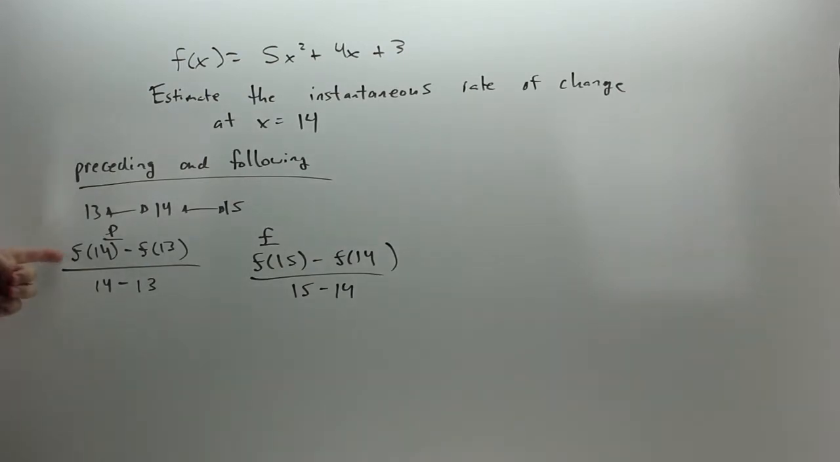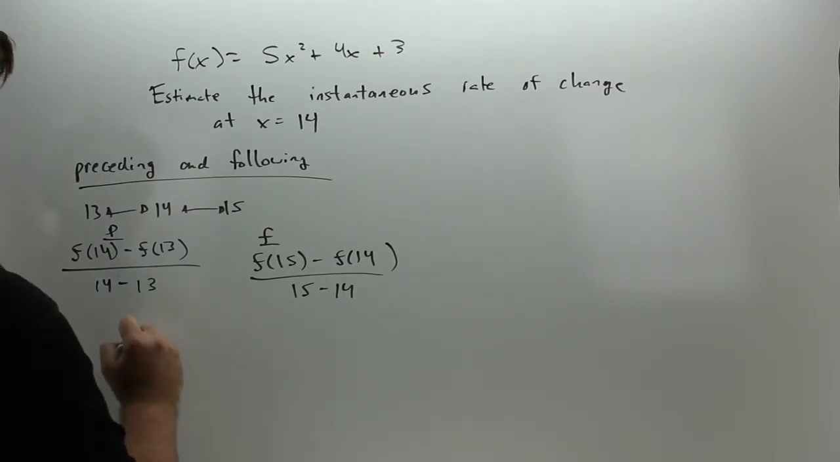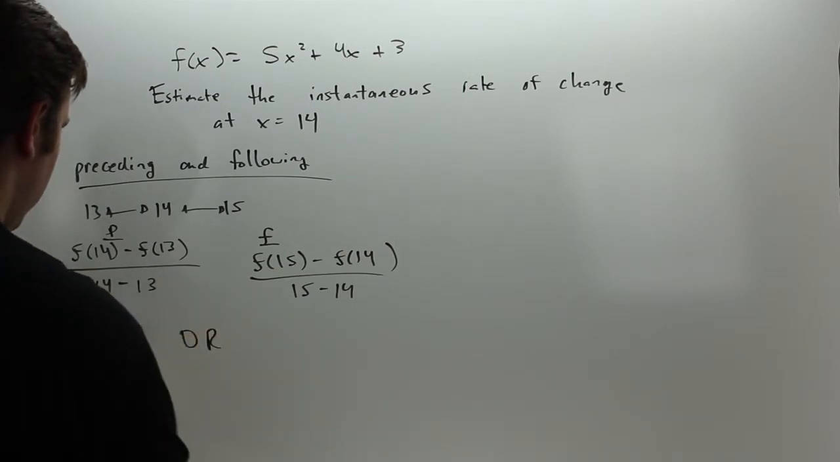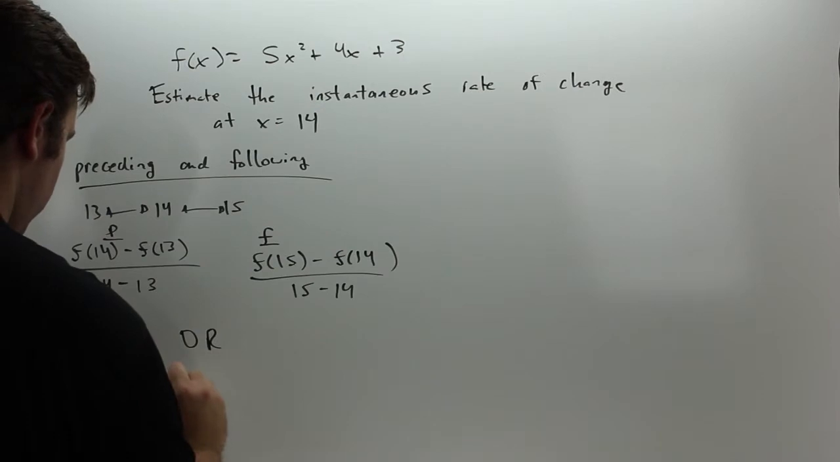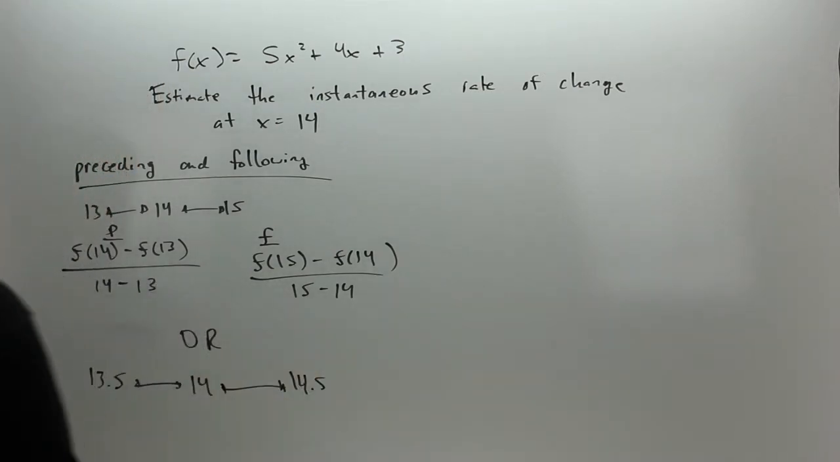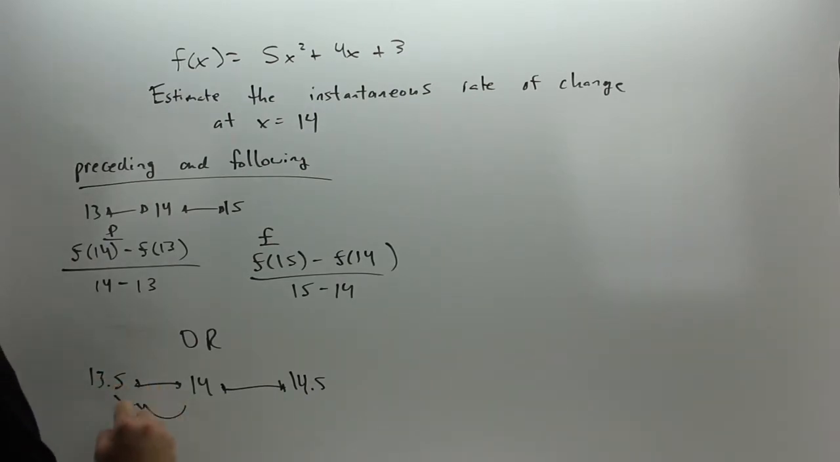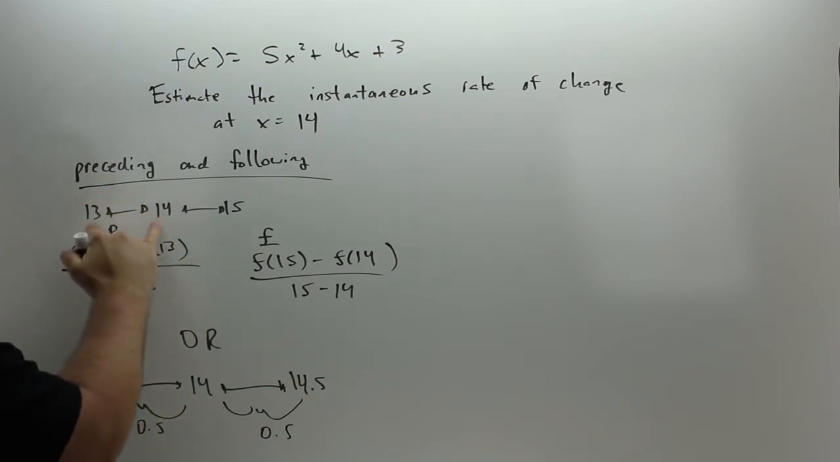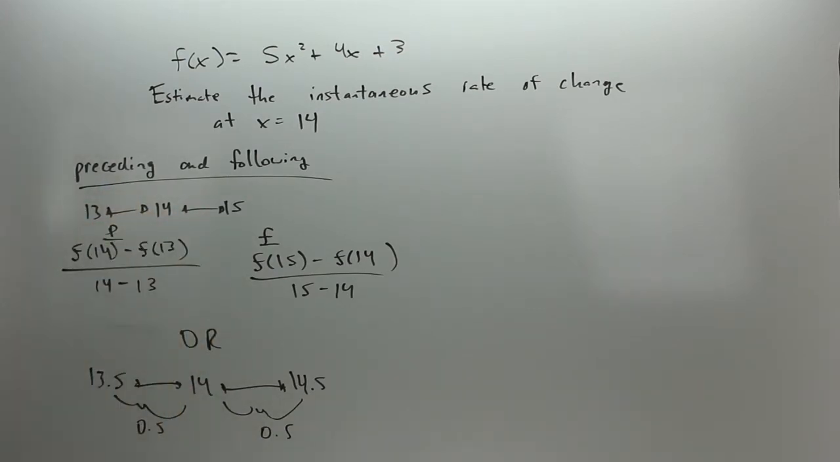How do we get f of 14? Remember, you've got to plug that in: 5 times 14 squared plus 4 times 14 plus 3, etc. You could go 13.5 to 14 and then 14 to 14.5. The key concept here is that the interval width is the same, 0.5 and 0.5, or in the other case, 1 and 1. You have to be consistent, and it's got to be centered around the point that you're trying to find the instantaneous rate of change at.